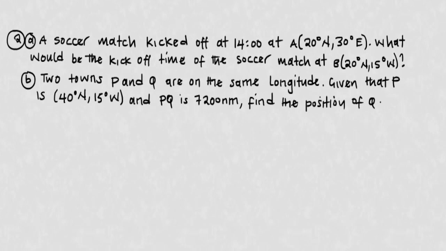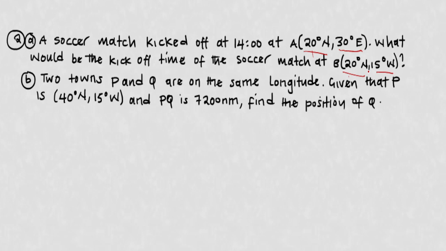Before we start solving this question, one thing you should know is we're able to see that both A and B are on the same latitude, which is 20 degrees north. Even without me drawing a sketch of the earth, I'm able to imagine it. But what is the question saying? Remember, anything to do with time, our interest is longitudes.